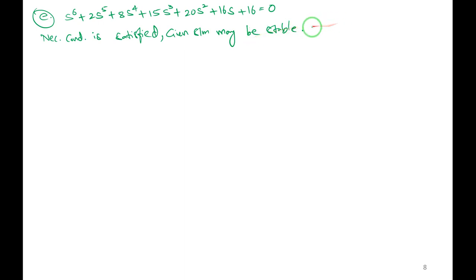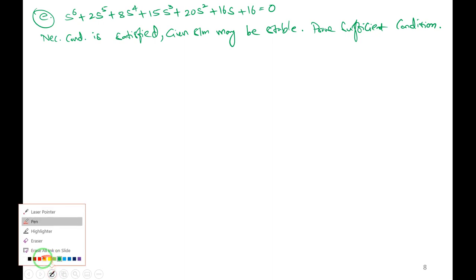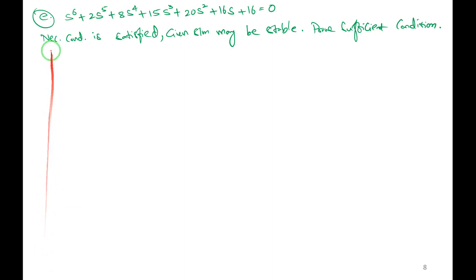I am telling maybe, right? Go for proving the sufficient condition. Once again, I am repeating. Sufficient condition means I can solve the roots of the given characteristic equation. Or else, the easier method is to go for Routh criteria, right? So we will form the Routh array or Routh table. S power 6, S power 5, S power 4, S power 3, S square, S to the power of 1, S to the power of 0.